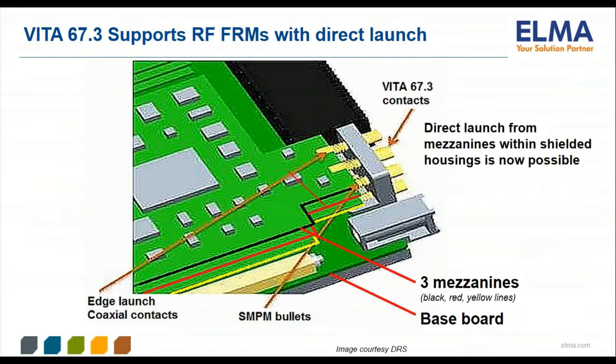In this example of a VITA 67.3 implementation, it can be seen that the VITA 67.3 RF module is supporting edge launch SMPM contacts off of 3 mezzanine levels. The spacing of these mezzanines will be specific to a given daughter card design. VITA 67.3 allows custom configurations of contacts to support such designs.